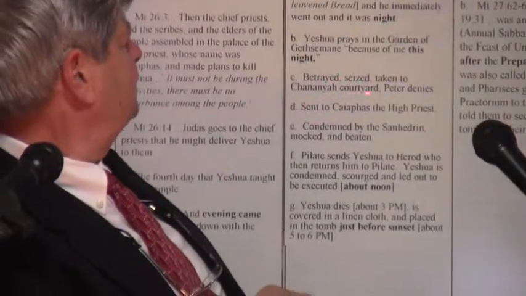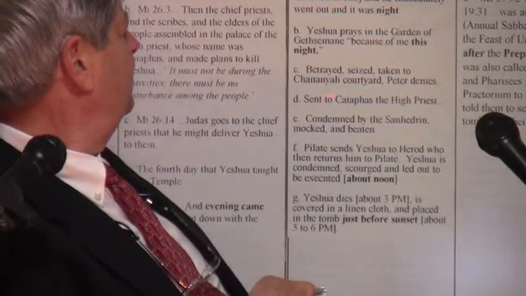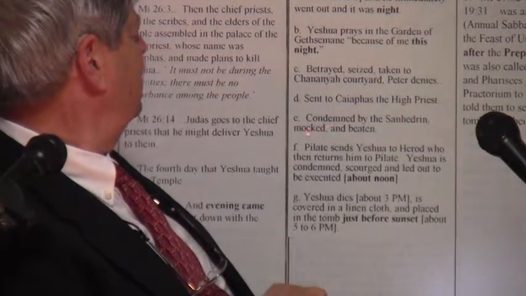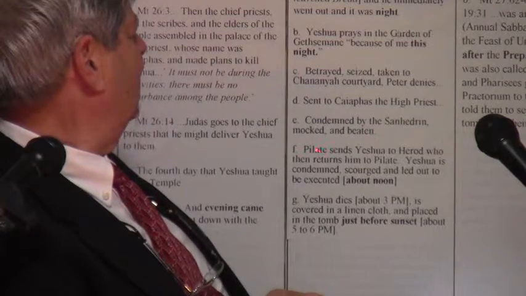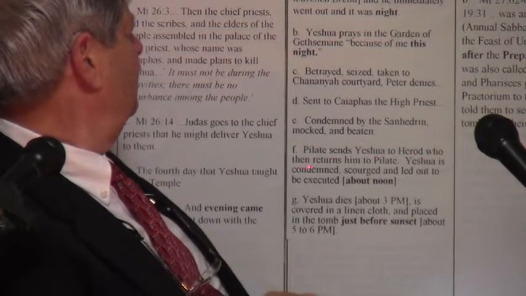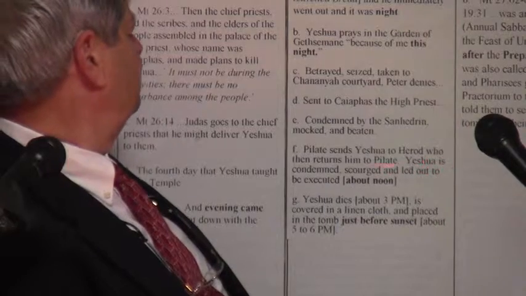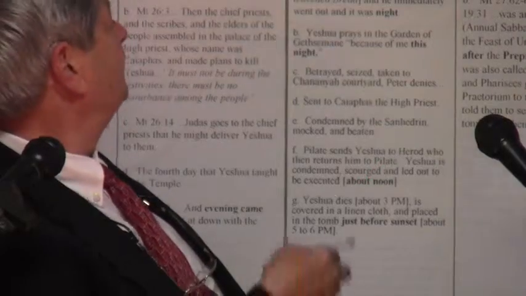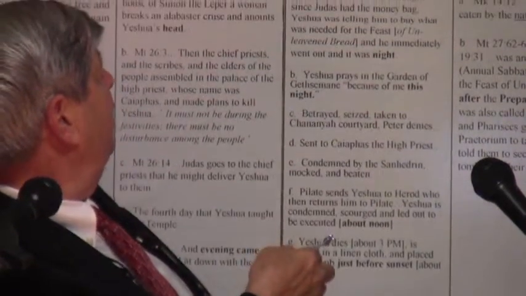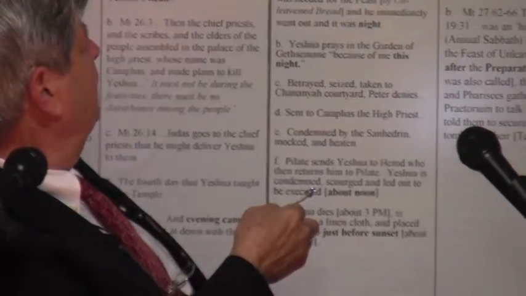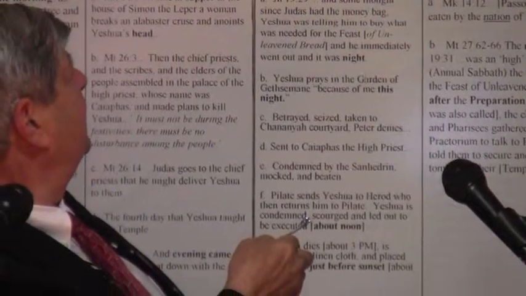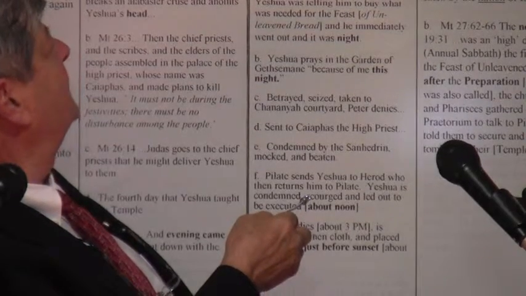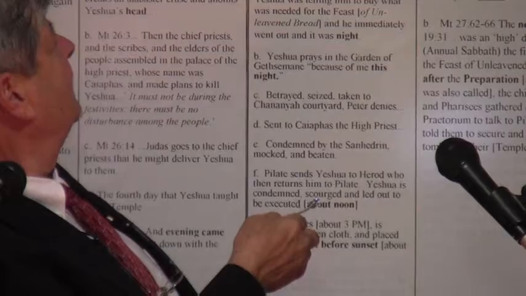Now he's betrayed, seized, and taken to Cananiah, the courthouse. Peter denies. He's sent to Caiaphas, the high priest. He's condemned by the Sanhedrin, mocked and beaten. Pilate sends Yeshua to Herod, who then returns him to Pilate. Yeshua is condemned, scourged, and led out to be executed about noon. So look, here we have B, in the beginning of the night, our Savior praying in the Garden of Gethsemane, because of me this night. C, he's betrayed, seized, and taken to Cananiah.